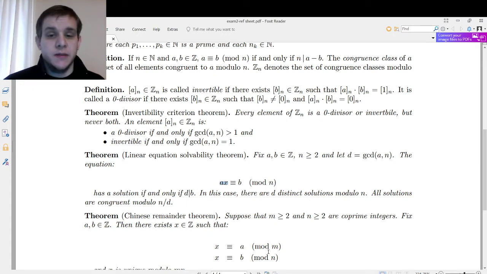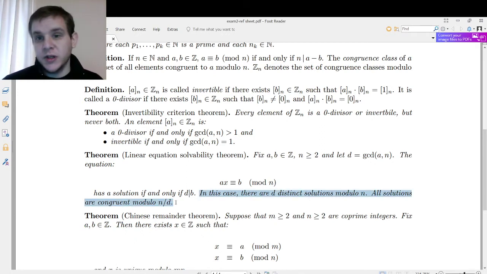So this is a problem that may or may not have solutions. And this gives you some information about how many solutions there are and what their congruence classes are.